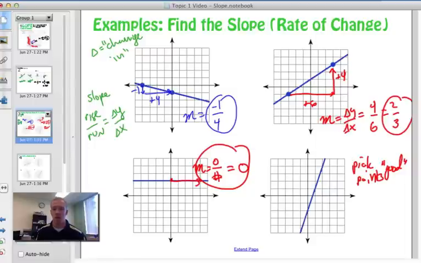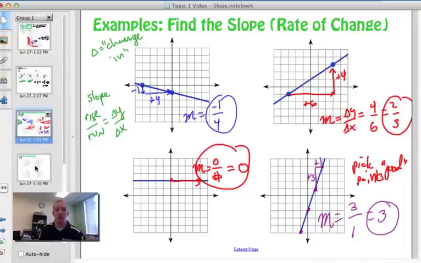So by good points, I mean ones that cross where the grid lines intersect. So like here's a good point, there's a good point, there's a good one, there's a good one. So we can see exactly what the numbers are. So this would be a plus 3 change in y and a plus 1 change in x. So our slope is 3, the y over the x, 3 over 1, which is just 3.